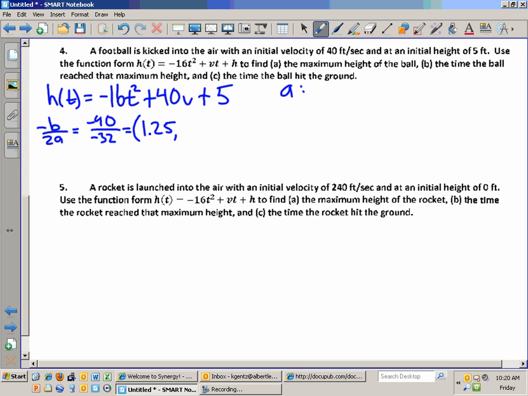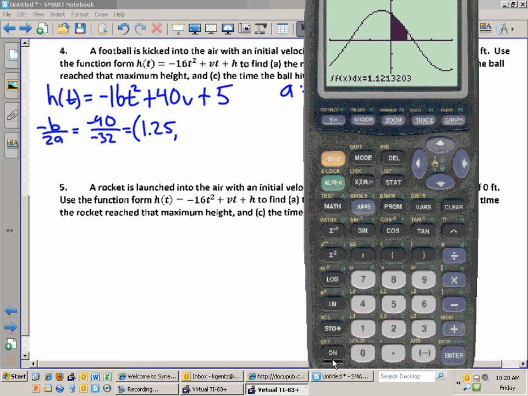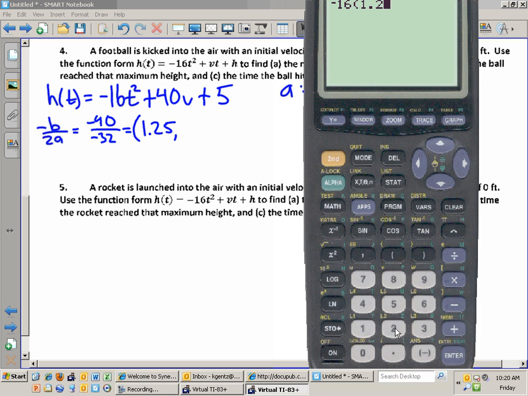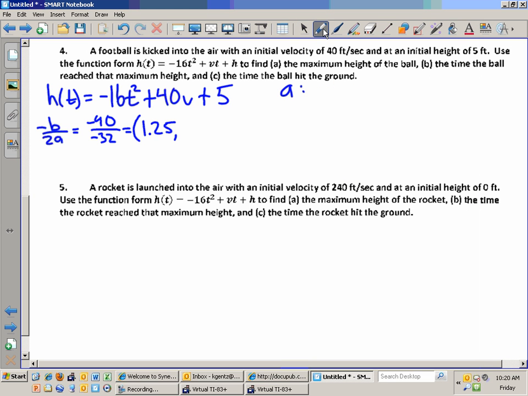So at time 1.25, the ball reaches its maximum height. How do I find the maximum height? I plug it in. So we'll plug in 1.25 into our function. Negative 16 times 1.25 quantity squared plus 40 times 1.25 plus 5. And we get 30. I got 30.